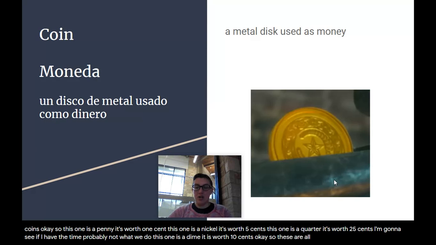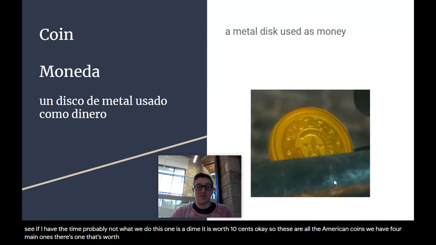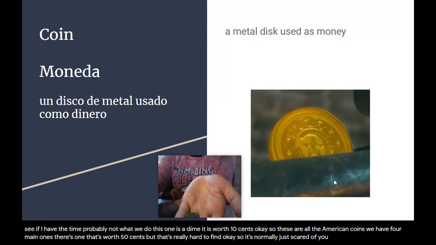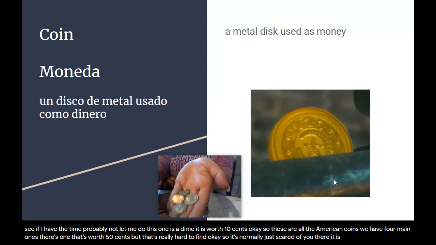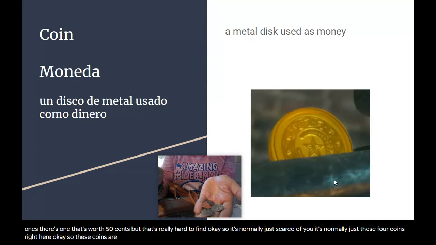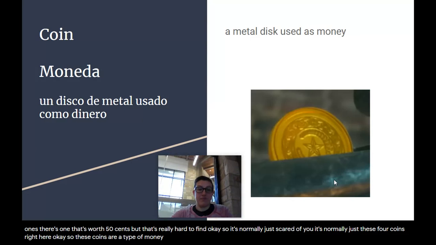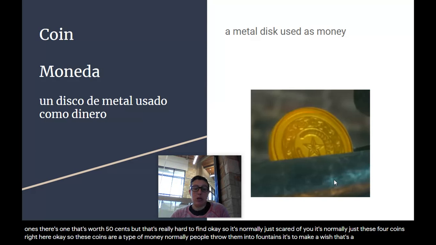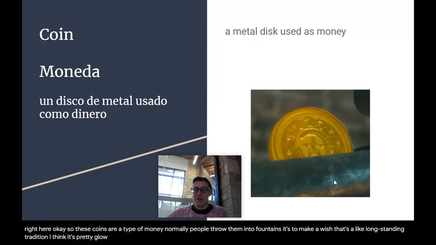Okay, so these are all the American coins. We have 4 main ones. There's one that's worth 50 cents, but that's really hard to find. It's normally just these 4 coins right here. These coins are a type of money, and normally people throw them into fountains to make a wish. That's a long-standing tradition. I think it's pretty global, but I don't know if that's something that you're used to hearing about.